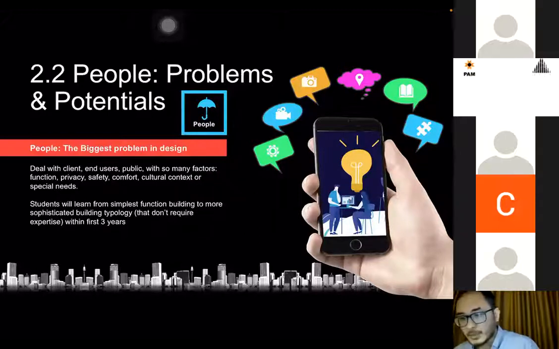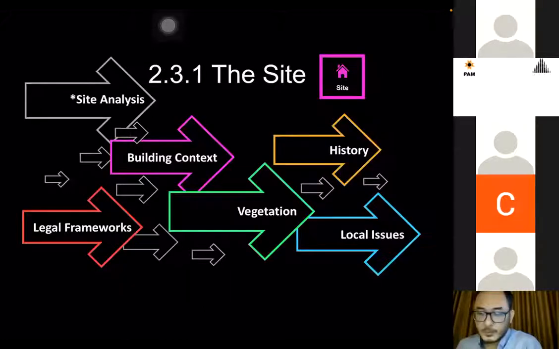So students, you will learn the simplest function of building to more sophisticated building typology that doesn't require an expert within the first 3 years. So start with your own house and then become bigger, and then you move on to the more sophisticated things with more complex, more contextual cultural response. You have to make the building smaller in terms of privacy and bigger in public spaces. And then there are so many complicated things. But you will learn this one at a time, okay? However, there is a way to solve this. I will talk about that later.